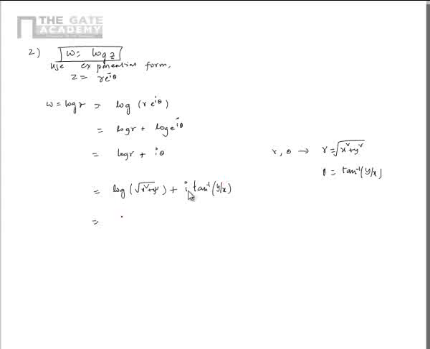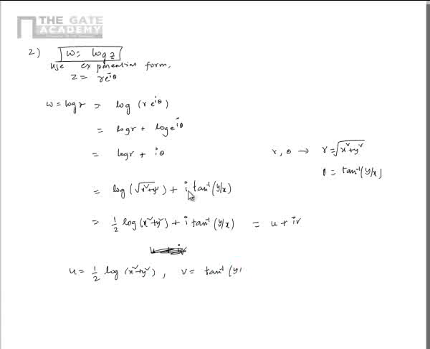So this root I can bring outside and write it in this way: half log of x square plus y square, plus i tan inverse y by x. So this is like u plus iv, where u is half log of x square plus y square, and v is tan inverse y by x.